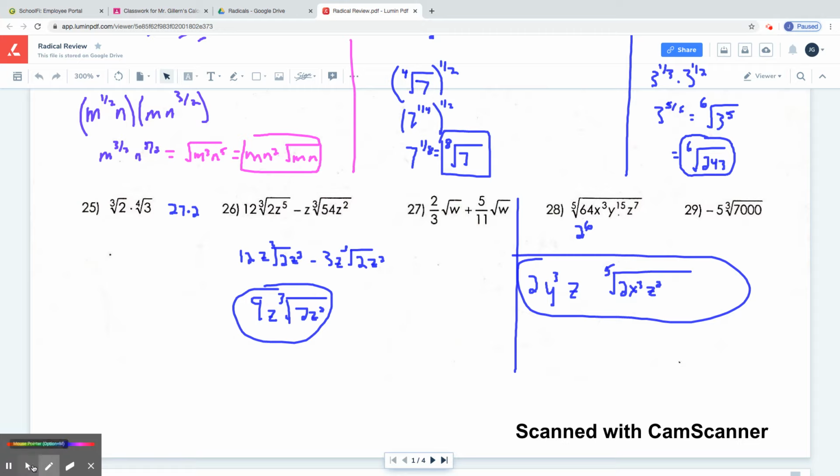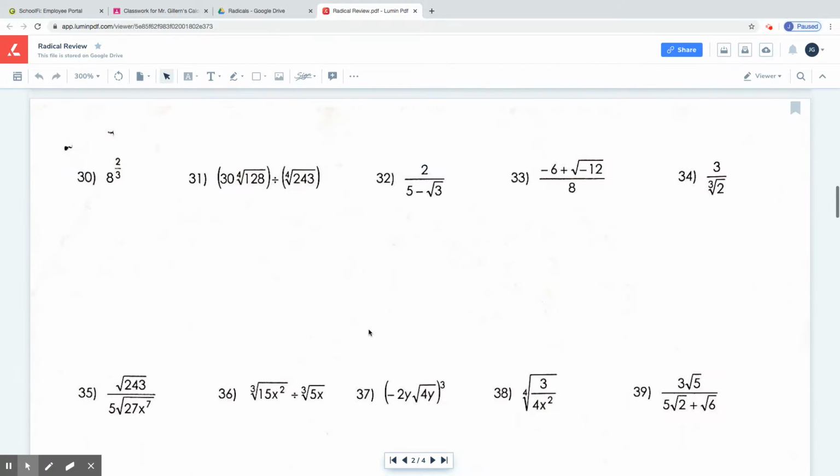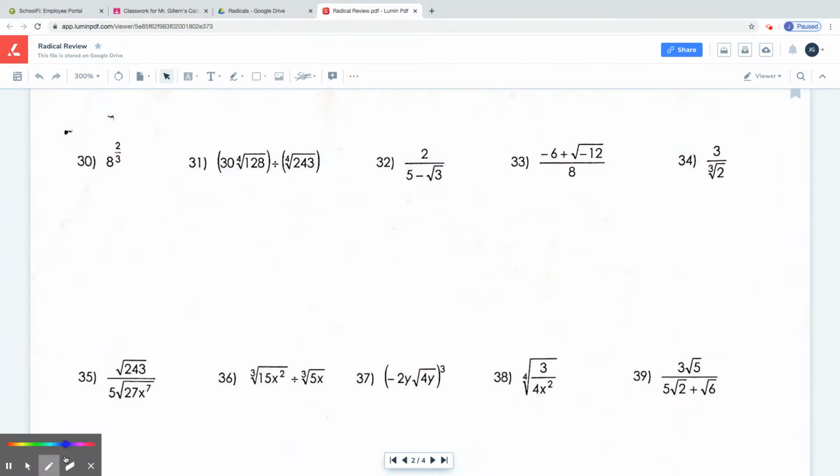All right, so moving on to the second page. Nice one to start off with. All right. 8 to the 2/3, which can be rewritten as the cube root of 8 squared, or the cube root of 8, squared. But it's easier to just do smaller numbers. Cube root of 8 is 2. 2 squared is 4. So 8 to the 2/3 is 4.